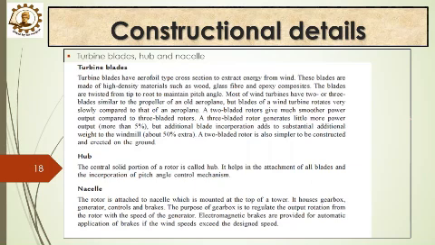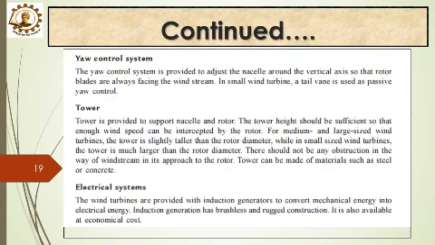If the wind speed becomes dangerously high, then brakes are provided, just like cars. Then the control system. This is a very important aspect only found in horizontal axis wind turbines. The yaw control system is provided to adjust the nacelle around the vertical axis so that the rotor blades are always facing the wind stream. And in small wind turbines, as shown in the figure, a tail vane is used as a passive yaw control.